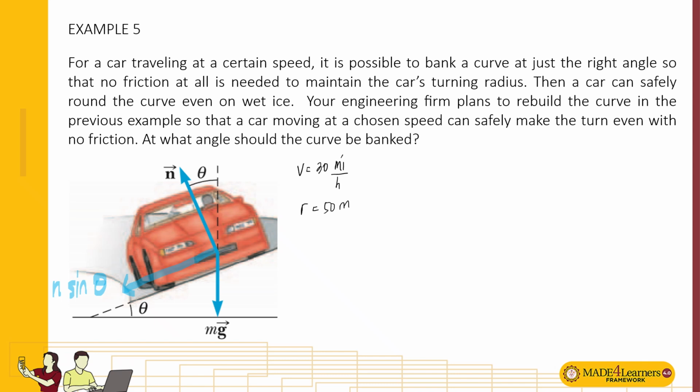And the other component is the one that is opposite the weight of the object. So it's normal force times cosine of angle theta. So again, our centripetal force is equal to this N times sine of theta, that component of the normal force.